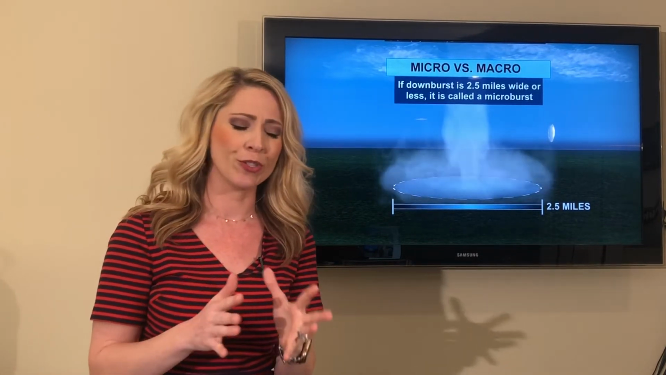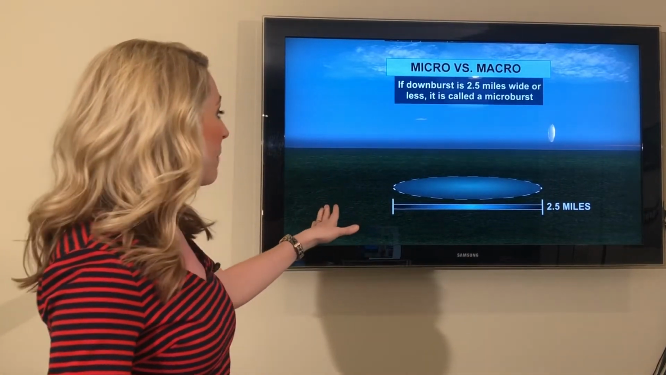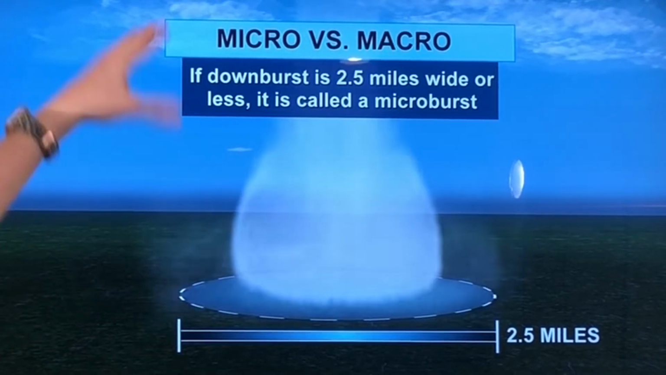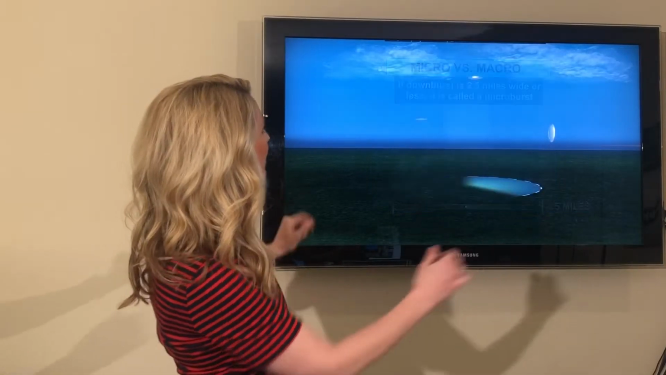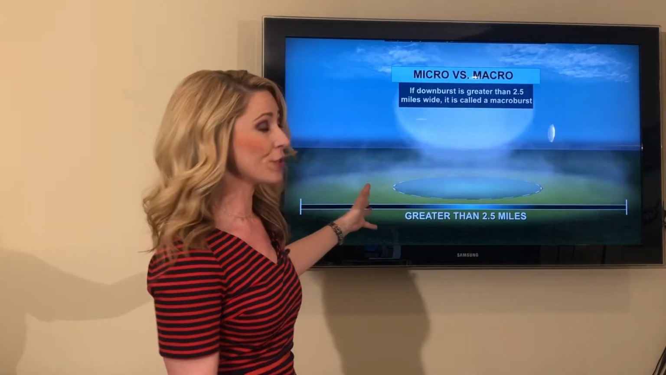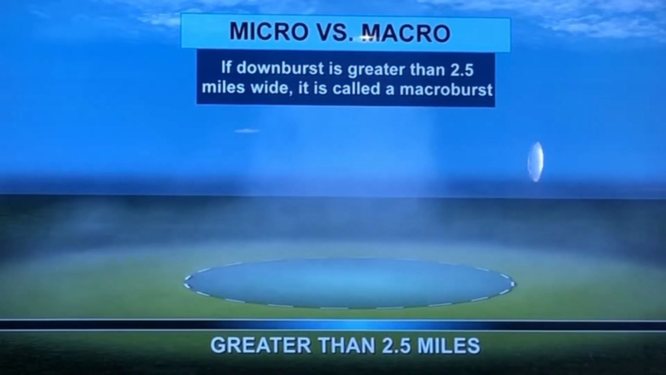And there are two different types, two different words to use to describe the sizes. So you have micro and macro. If it's micro, it's less than 2.5 miles in diameter from where that wind hits the ground and pushes out. And if it's a macro downburst or a macro burst, it goes beyond 2.5 miles. So it's much larger in that footprint.